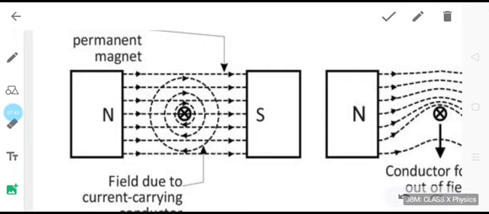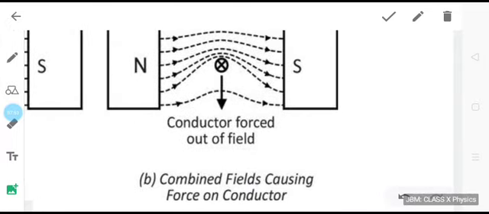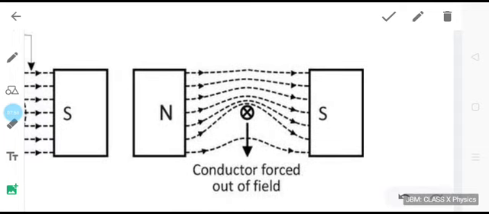Now what happens when these two magnetic fields start interacting? That is shown in the second part of the picture, the combined field causing force on conductor. You can see that once the two magnetic fields are interacting, the conductor is forced out of the field. Obviously it depends on the direction in which the current is flowing, so that is going to be decisive in deciding in which direction the conductor is going to experience the force.